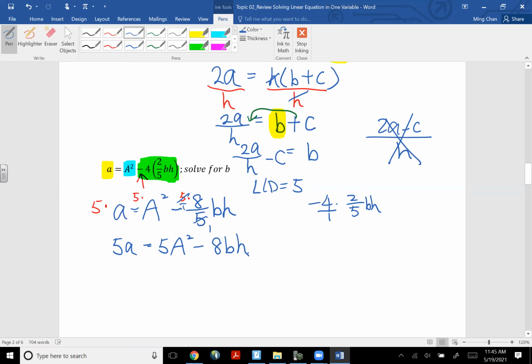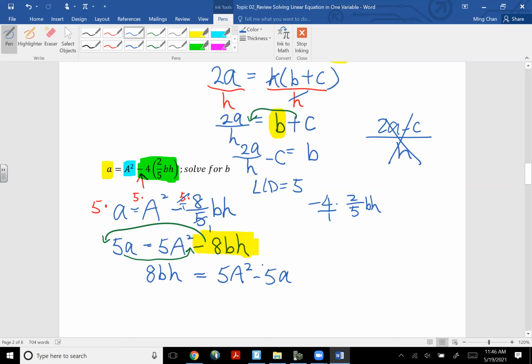In the previous two examples, the variable term was positive, but this time my variable term, negative 8bh, is negative. So what I can do is move my negative variable term to the left side, because that will instantly turn the negative variable term into a positive. At the same time, the 5a can move over to the right. So negative 8bh comes over and becomes positive 8bh. On the right side, 5a squared is still there. Positive 5a comes over and becomes negative.